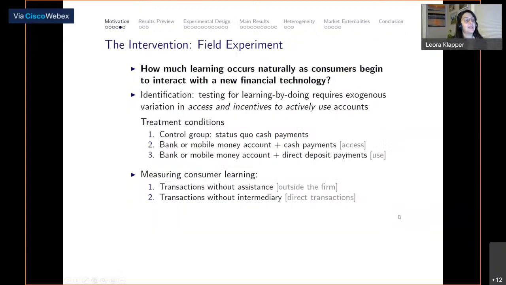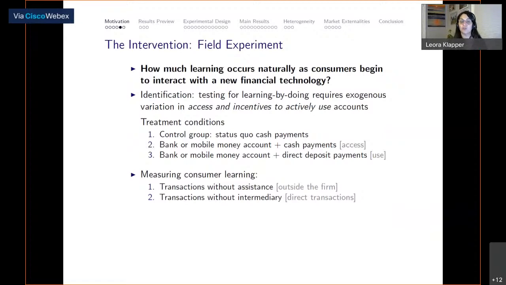So in our field experiment, importantly, we have 3 samples. That's so we can control for access to the account and therefore test for active use of the accounts. So let me explain. We have 3 groups. We have our control group, which continues to receive cash payments. We have a second group that simply receives a bank account or a mobile money account, and that's it. They continue to get paid in cash, but they have access to the account. And then a third group who both get an account at a bank or mobile money provider, plus the direct deposit.